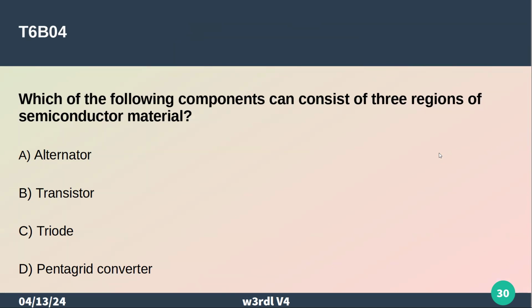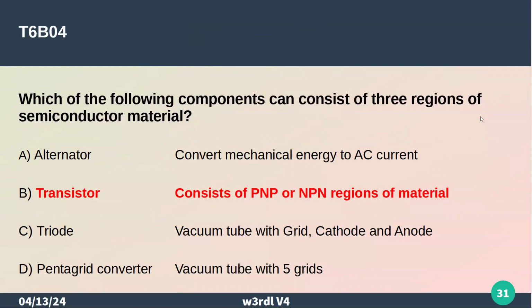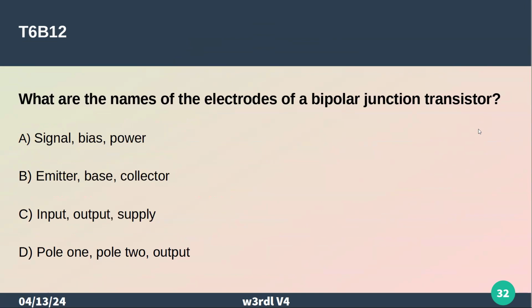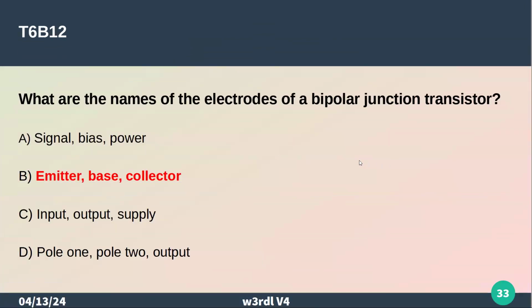Which of the following components can consist of 3 regions of semiconductor material? Bravo. What are the names of the electrodes of a bipolar junction transistor? Bravo.